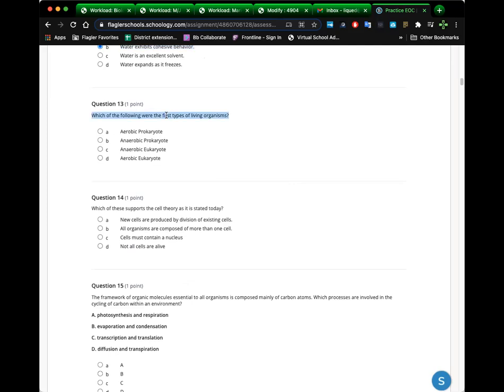All right, first types of living organisms. So very, very primitive. First decide aerobic or anaerobic. So aerobic needs oxygen. Anaerobic does not need oxygen. Early Earth, there was very little oxygen. So it has to be one of the anaerobic ones. And then which one's more primitive, a prokaryote or a eukaryote? Remember pro, no, because they have no nucleus and they're just very basic in general. So it's going to be anaerobic prokaryote.